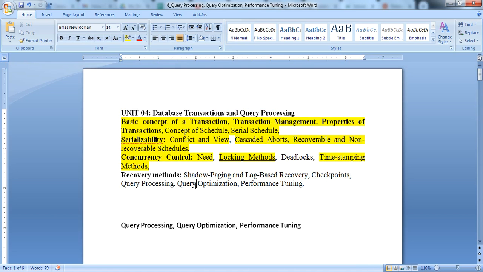Then the concepts related to query optimization, why we need query optimization, and performance tuning, why we need performance tuning. Those are the points.